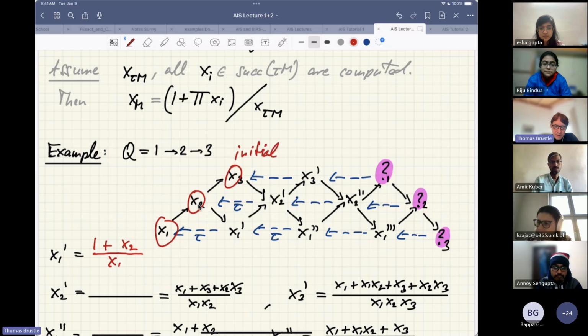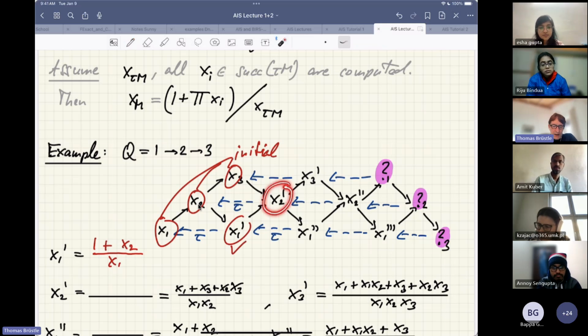These are the initial variables. And then, so these three are the initial variables. Now we computed this one. So our next step of the calculation would be that variable, right? For that variable, we know tau of that variable. We already computed all the direct successors, so we can compute this one.